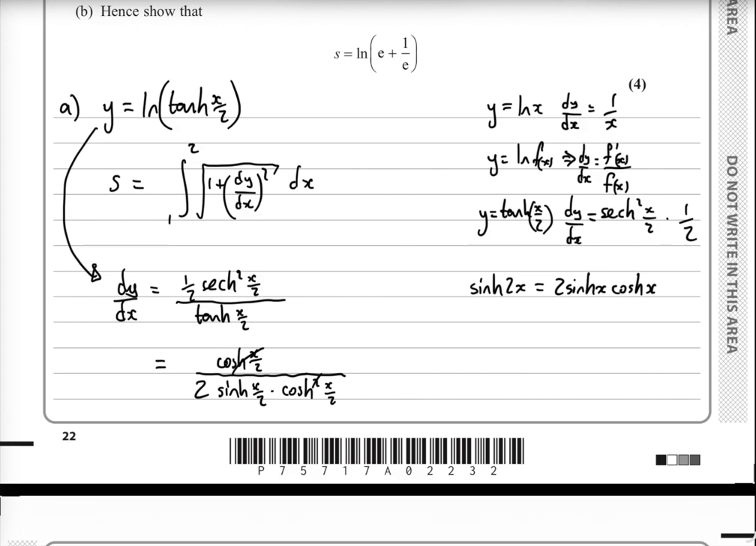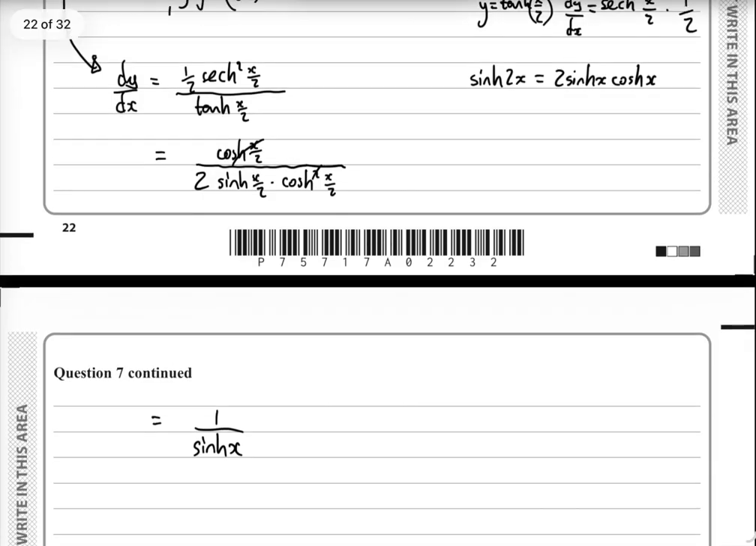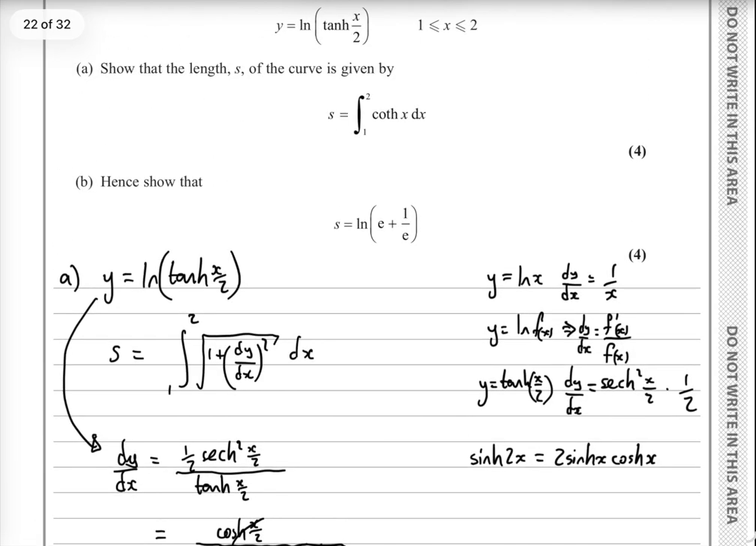2 sinh x over 2 cosh x over 2 gives us sinh 2 of x over 2, which is just sinh x. I spent ages trying to figure this out, and when I realized the mistake I'd made, it was quite straightforward by comparison to all the things I was trying. So a quick side note there, very important to read the question.